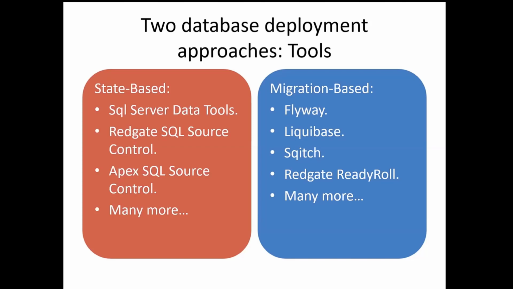On the migration-based side, you've got Flyway, which I'll be talking in detail about today. You've got Liquibase, and you've got Sqitch. I think Sqitch doesn't really work with Microsoft databases that much. You've also got Redgate ReadyRoll, which is pretty similar to Liquibase and Flyway in that it runs database scripts in a certain order and also generates them.